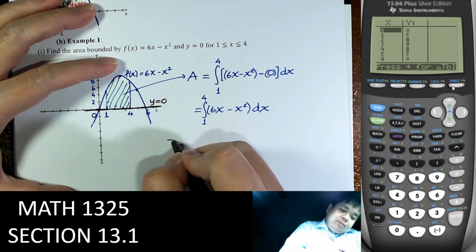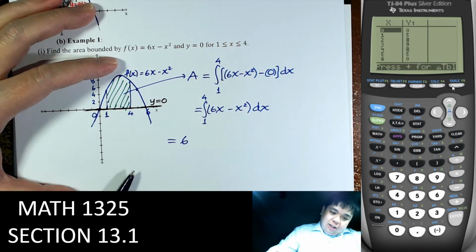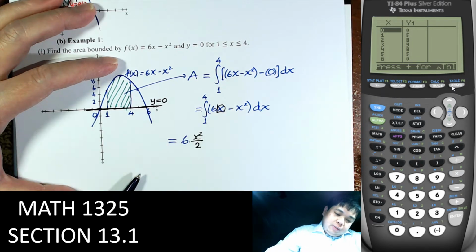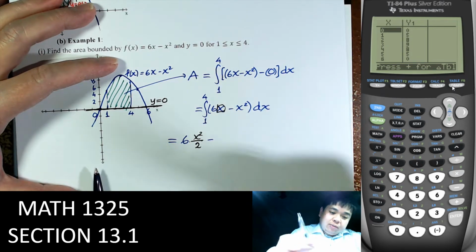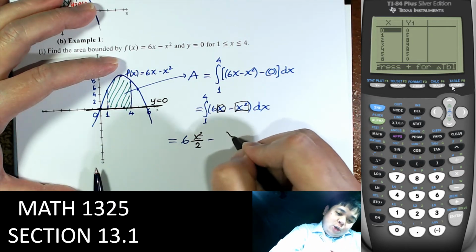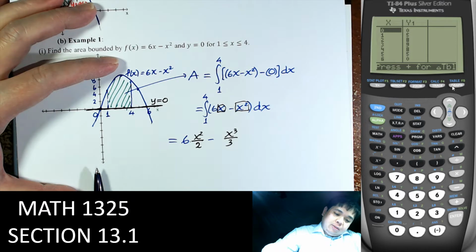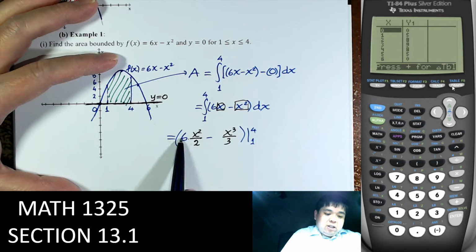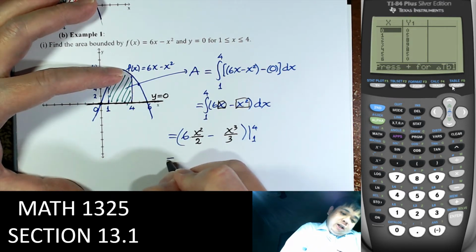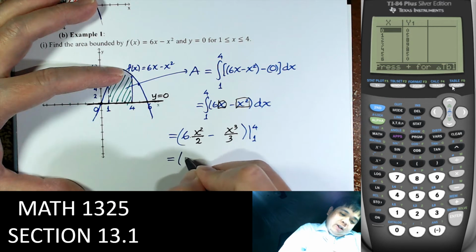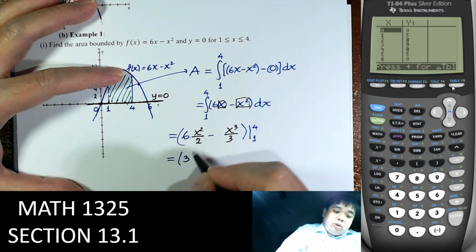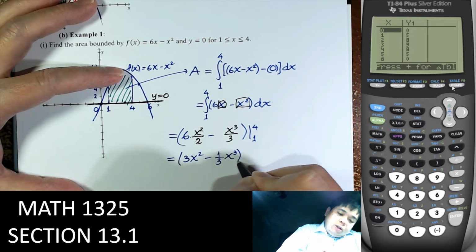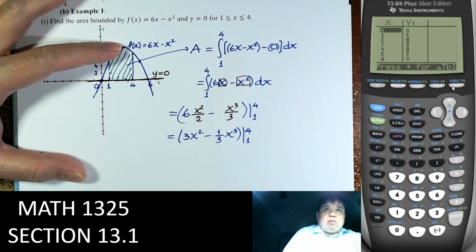We just integrate. The integral of x is x squared over 2, and the integral of x squared is x cubed over 3. We will evaluate from 1 to 4. Right, 6 divided by 2 is 3, and this we can write as 1 over 3. So we're going to have 3x squared, since 6 divided by 2 is 3, and then minus 1 over 3 x cubed from 1 to 4. Right, we're going to substitute 4 in for x.